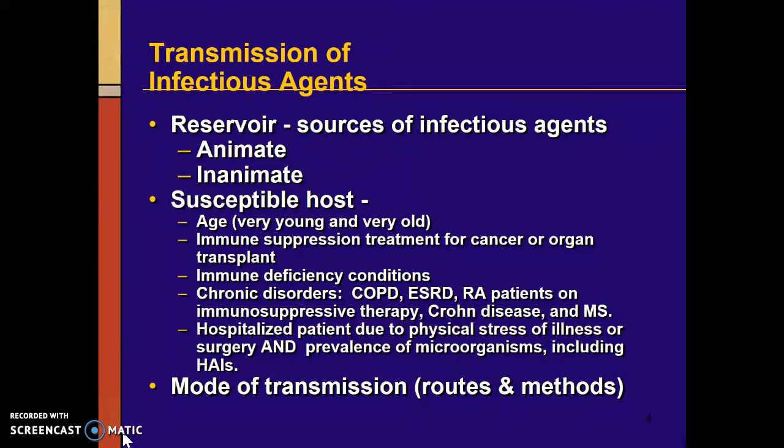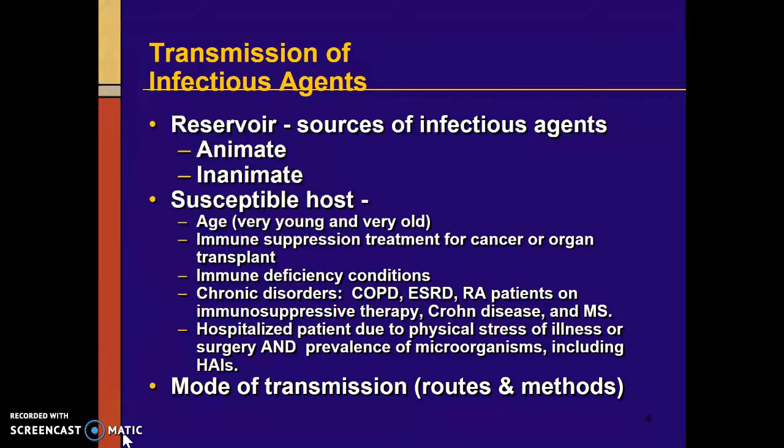The susceptible host means the person that is most susceptible to disease. That would be patients at the wide ranges of ages: the very young, little children, and the very old are the most susceptible. Anybody that is undergoing cancer treatment or organ transplantation may be on immune suppression treatment, and that makes them not have as many white blood cells to fight off infection.